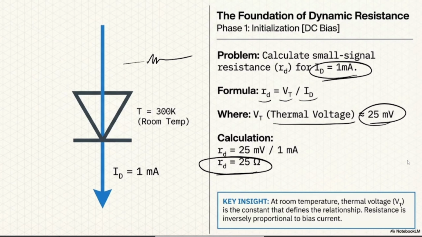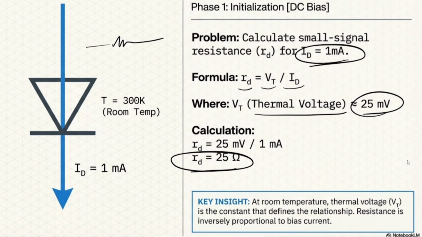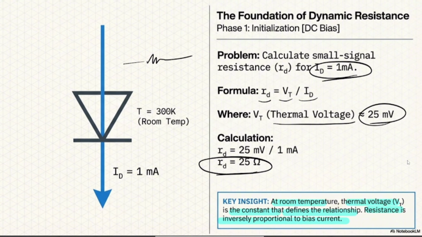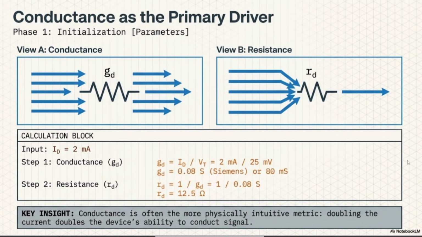By the way, at room temperature, the thermal voltage is the constant that defines the relationship. Resistance is inversely proportional to bias current, as we just saw. So VT, in most questions, is considered as 25 millivolts. We have the ID and we can find the RD. That was the very beginning of the phase where we replace the nonlinear component with the linear one. Then we have the conductance as the primary driver.